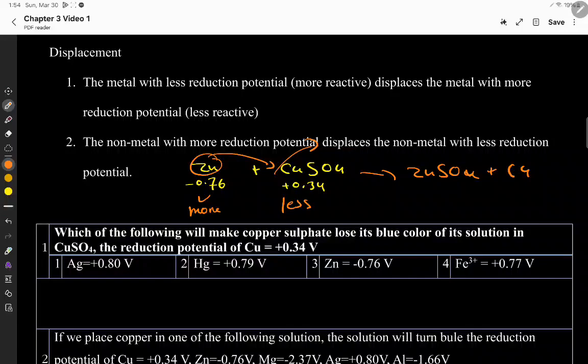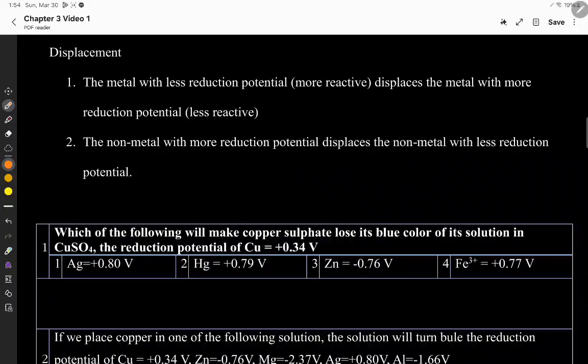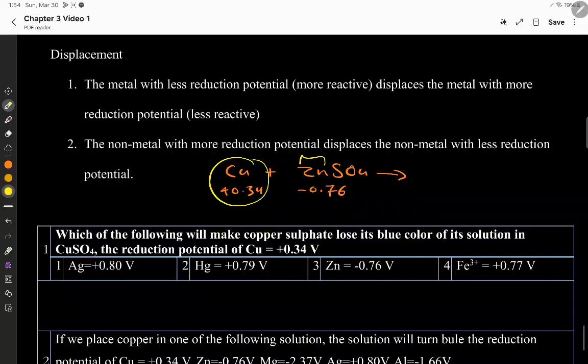Zinc took its place. But if we look at this example, copper plus zinc sulfate, copper is positive 0.34, zinc is negative 0.76. Which one is more reactive? Zinc is more reactive. Can copper kick it out and displace it? No, it cannot displace it. This reaction will not happen. There is no displacement in this case because copper is less reactive than zinc. So copper cannot kick out zinc from its solution.